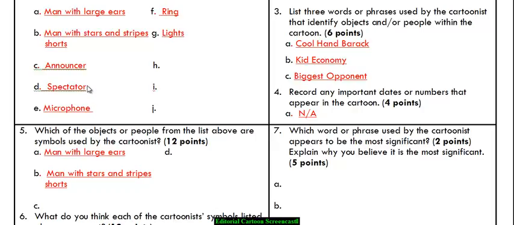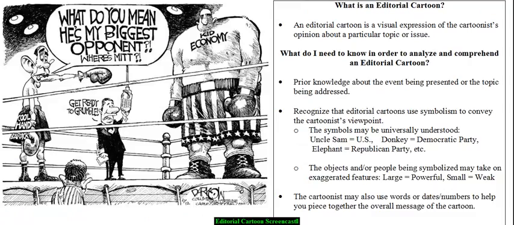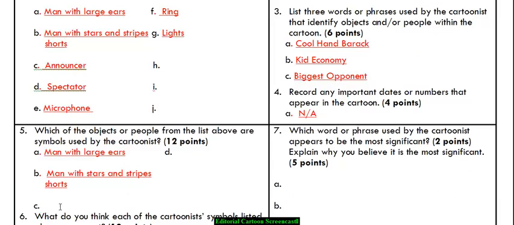Now we move on to the spectator, and we ask ourselves an important question once again. Do we believe the spectator symbolizes some person, some idea, something? And we take a look back at our cartoon, the spectator down there, and I've decided I believe the spectator does symbolize somebody. And so I'm going to then write in exactly what I wrote up there, spectator. And then I move on to letter E, microphone. And do I believe the microphone symbolizes something? And I've decided no, I don't believe it symbolizes anything in this cartoon.